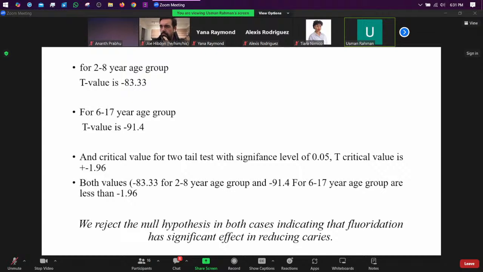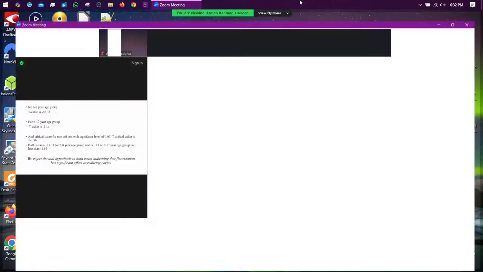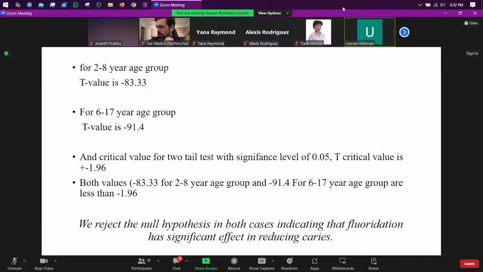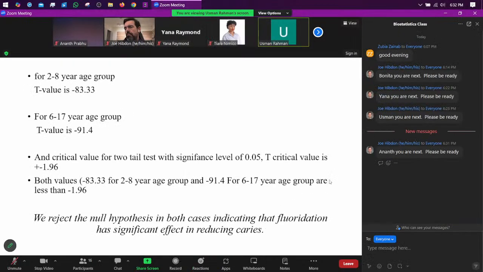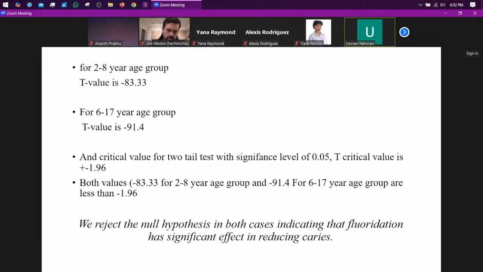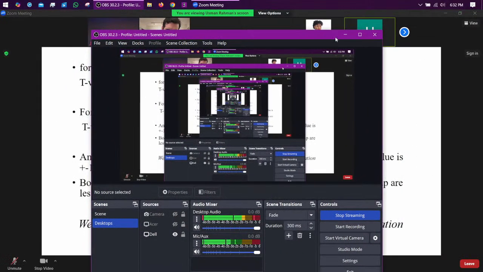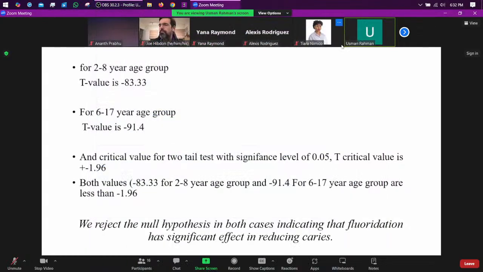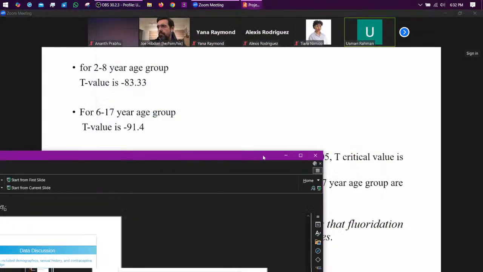So we did the hypothesis testing and analyzed the caries prevalence data for fluoridated versus non-fluoridated counties. Our hypothesis testing shows that for ages 2 to 8, the t-value is negative 83.33, and for ages 6 to 17, it's negative 91.4. Both values are far below the critical threshold of negative 1.96 at the 0.05 significance level.